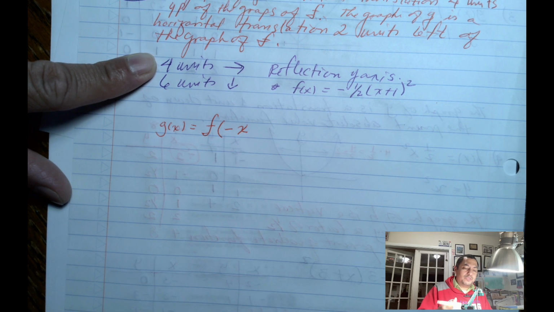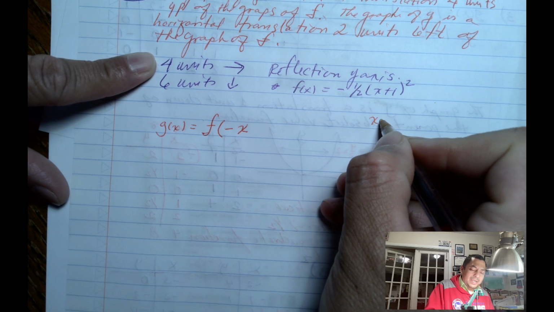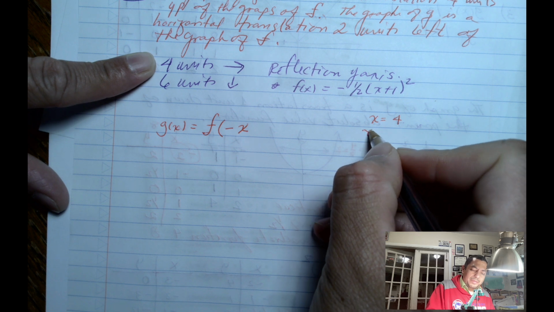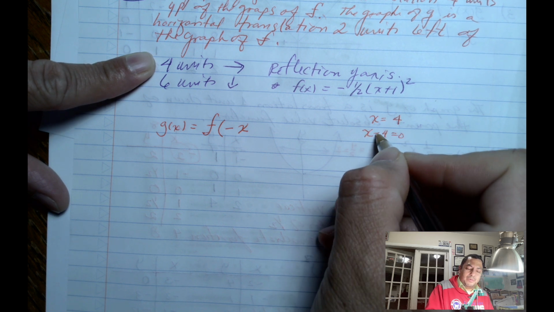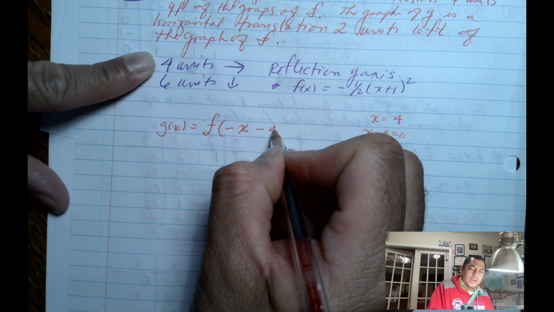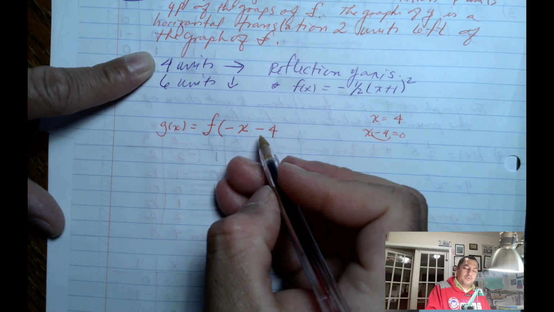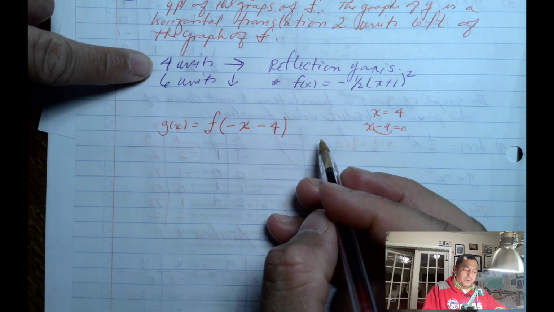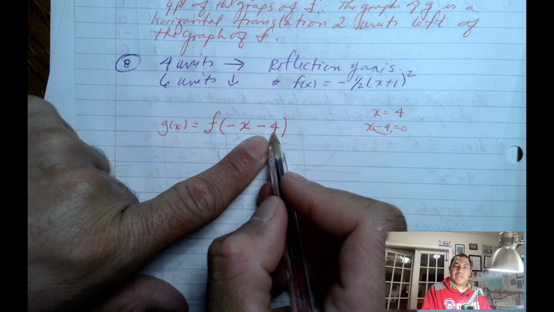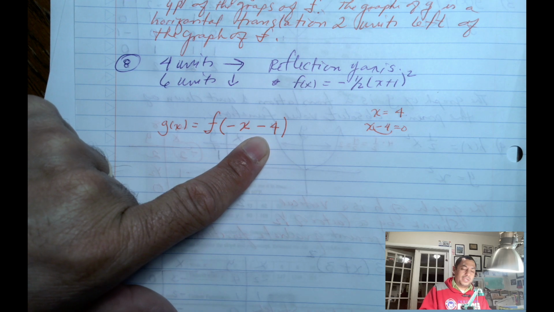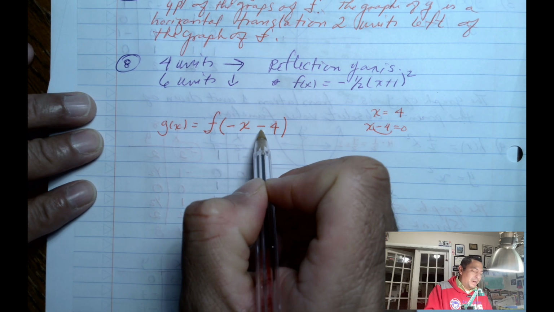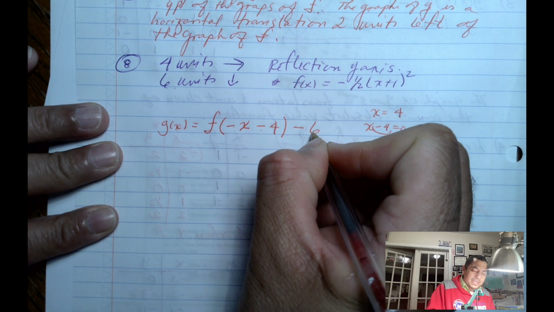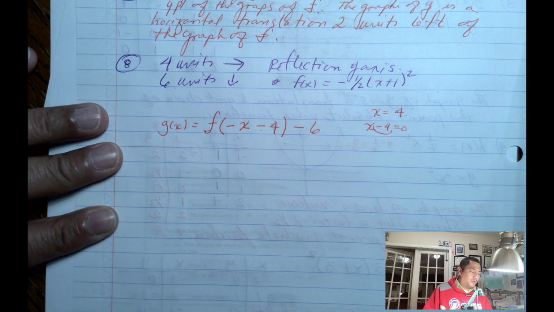So if it says 4 units to the right, look at this one. x is equal to 4 units to the right, so I'm going to have x minus 4 equals 0. The reason why I'm going to use -4 is that we use the opposite sign when there is a horizontal translation. So if it moves to the right, I'm going to use -4. If it moves to the left, I'm going to use the positive. Okay, negative x minus 4. And then how many units down? Minus 6, that is going down.